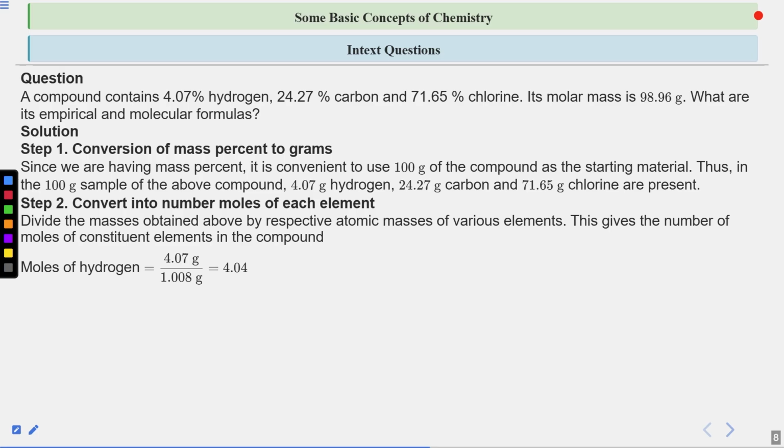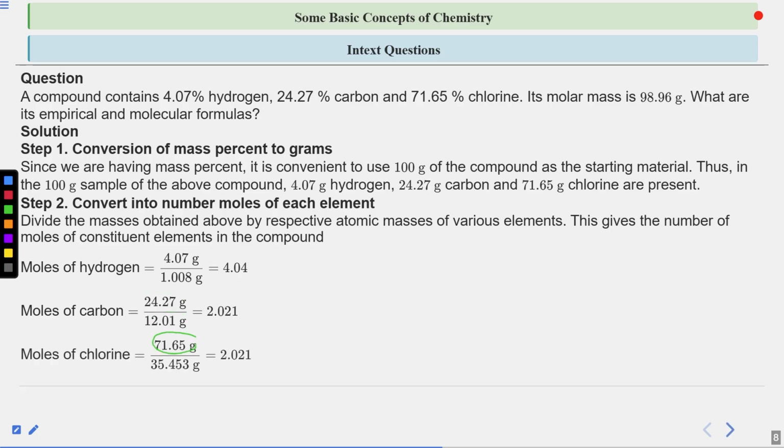Then if you calculate the moles of hydrogen, it will be 4.07 by molar mass, which is 4.04. Then the moles of carbon will be given mass by molar mass, which is 2.021. And the moles of chlorine will be 71.65 by the molar mass, which is 35.453 grams. It is 2.021.